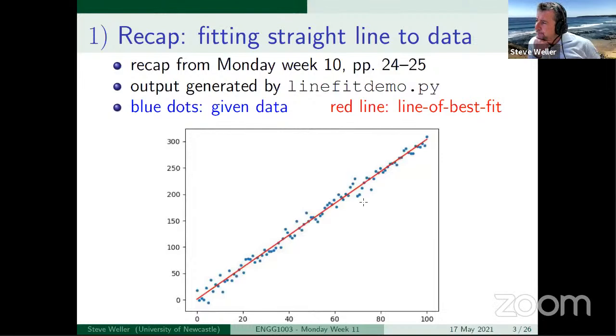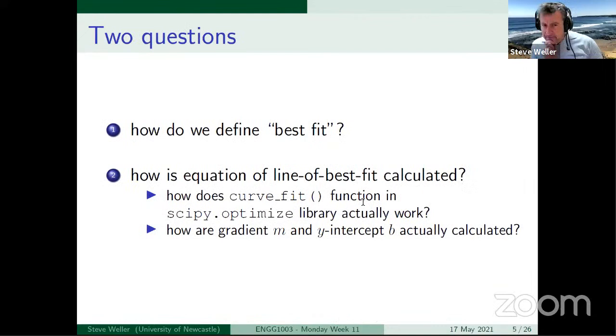Now, as it turns out, there's different ways of defining what constitutes a best fit. But the one that we're going to use today is overwhelmingly the most common. And it's called the least squares line of best fit. And I'll explain what that terminology, least squares, means in just a moment. Another question that arises is, even once we've defined what it means for that line to be the best fit, how do we go about calculating the line?